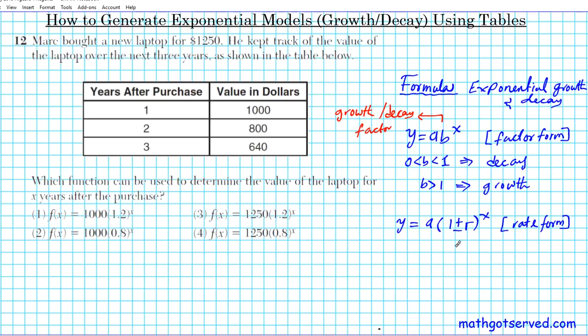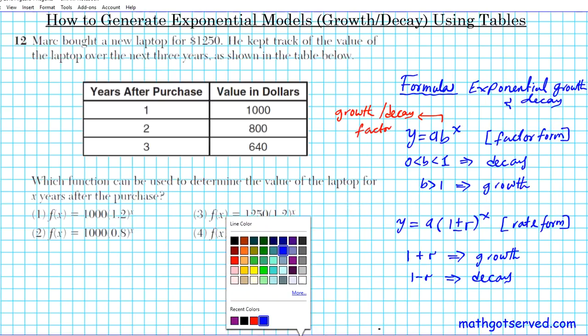So if it's a growth scenario, if the output is increasing, in that case, you're going to have 1 plus the growth rate. So 1 plus r is a growth model. And then 1 minus r, guess what that is? That's going to be a decay model also. Okay, so that's that.